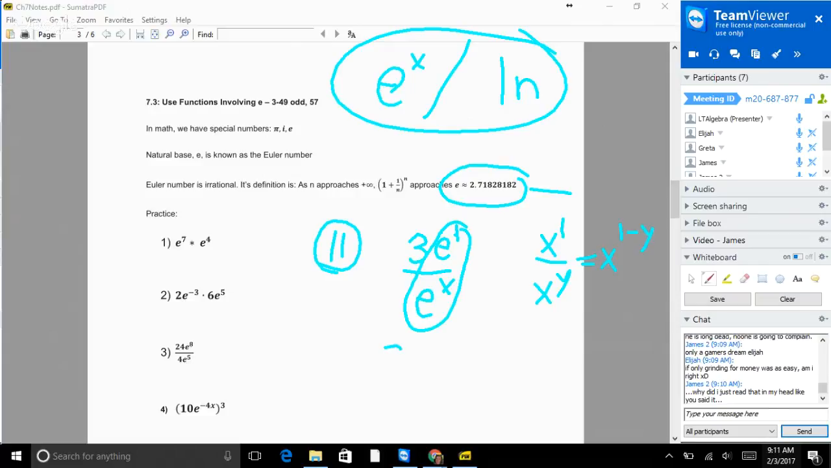So the same is true here. This could be 3, nothing happens to 3. We have e, and we just subtract our exponents, 1 minus x power. So that's all you have to do. Use your same exact rules that we have for exponents and apply them when we have e as a base.